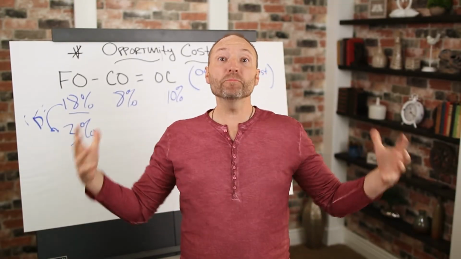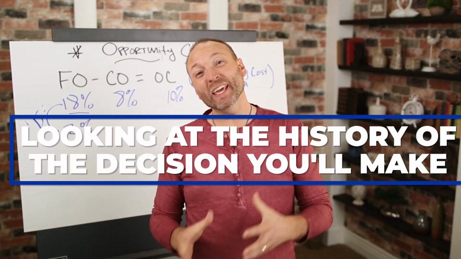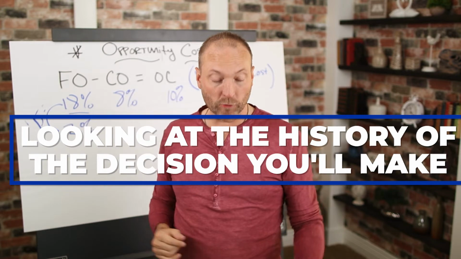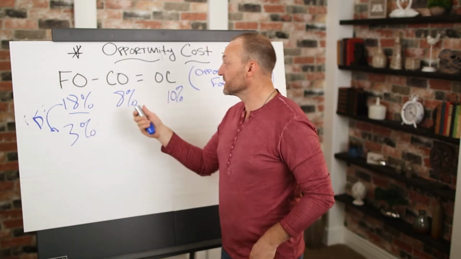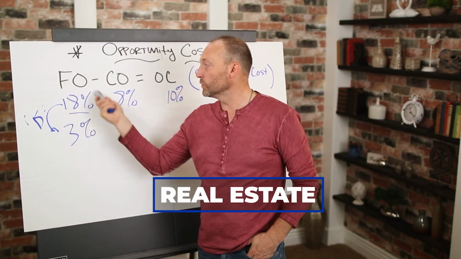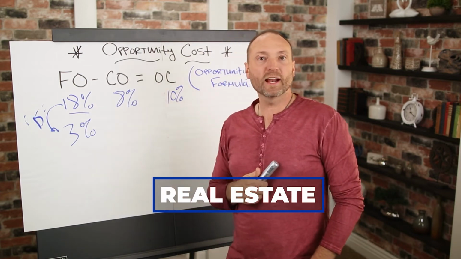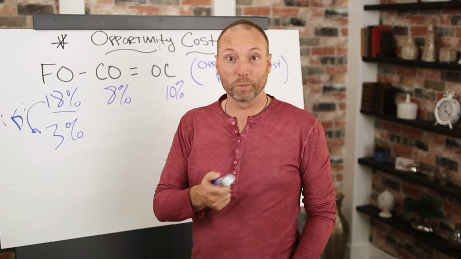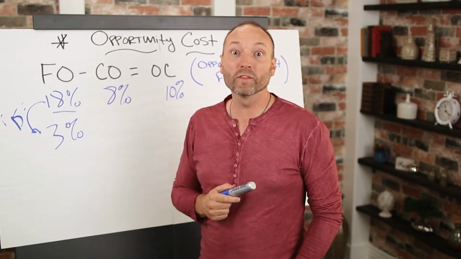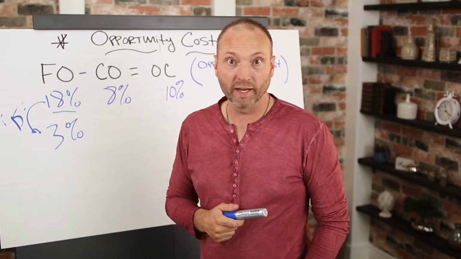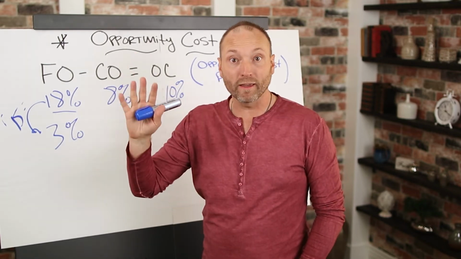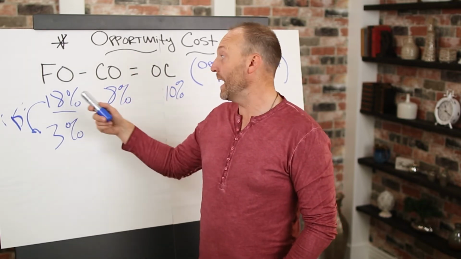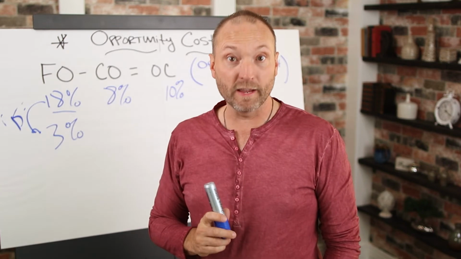One of the ways you can add up this opportunity cost is by looking at the history of the decisions you're about to make. For example, I mentioned the stock market doing around 8%, real estate doing about 18%. Well, how do you know that's not going to change? Because the truth of the matter is, investing in stocks, if you invest in cryptocurrency, can be a heck of a lot more than 8%. It can be 800%, right? It can absolutely skyrocket. And investing in real estate can be not 18%, it can be negative 18%.